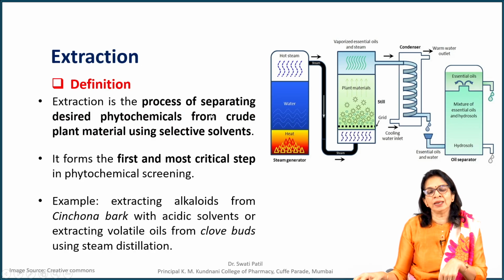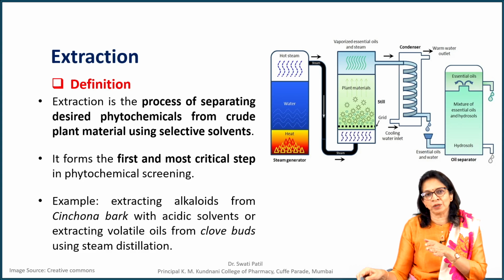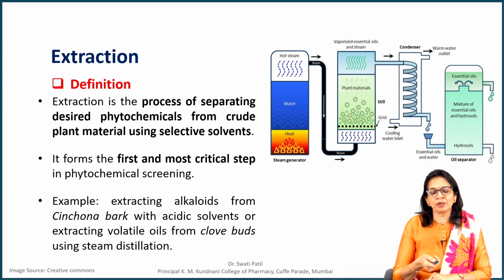So, when we are including a herb in a formulation, it would be wiser to separate the constituents from the main herb matrix and then include it in the formulation. So, not only for identifying the actives, but for them to be included in the formulation, it is very important that we subject the herb material to extraction. This is the first and most critical step in phytochemical screening or in formulation.